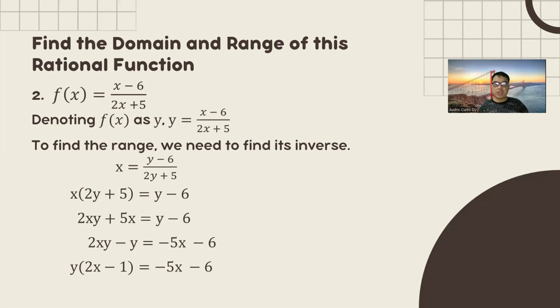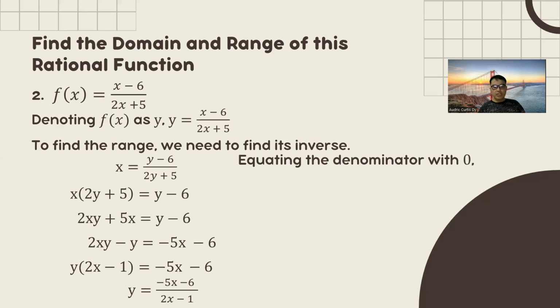Okay, so we did the factorization method. Then, dividing both sides by 2x minus 1. So, here it comes. So, 2x minus 1 is now being the denominator. So, here is the inverse of this function. Equating the denominator with 0. Okay, so 2x minus 1 is equal to 0.